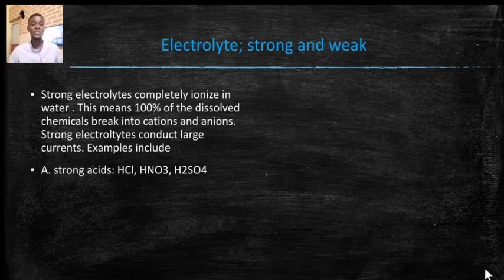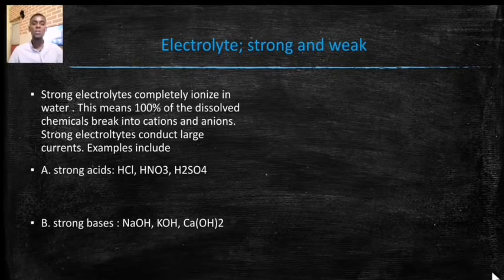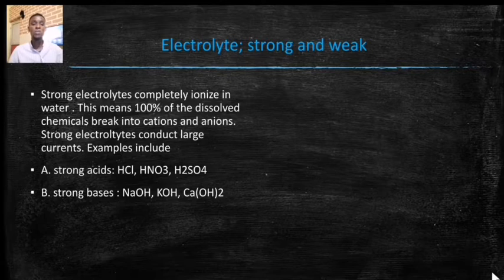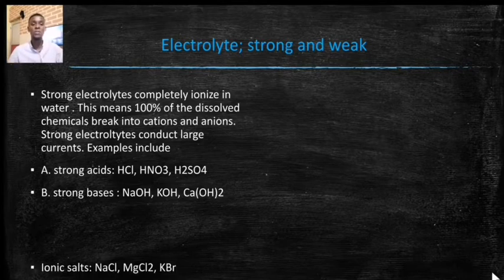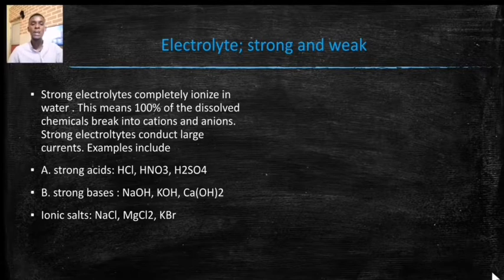Okay, they have a tendency of forming ions. They form ions in solution, by heterolytic fission. Strong bases are also strong electrolytes. So it's as simple as this: strong acids are strong electrolytes and strong bases are strong electrolytes. We also have ionic salts. Here we have sodium chloride as an example, magnesium chloride, and potassium bromide.